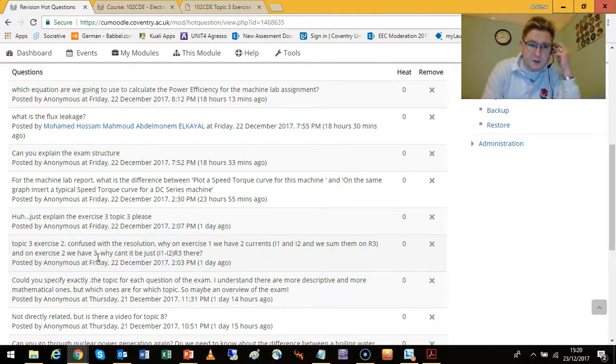It says, what are the equations we're going to use to calculate power efficiency in the machines lab assignment? I'm going to assume that this is very similar to previous years, and that the power calculation is going to be done in roughly the same way. So I'm going to show you the mark scheme from last year's assignment.